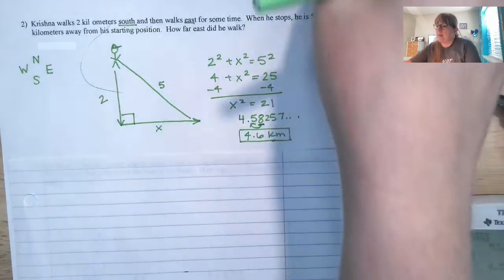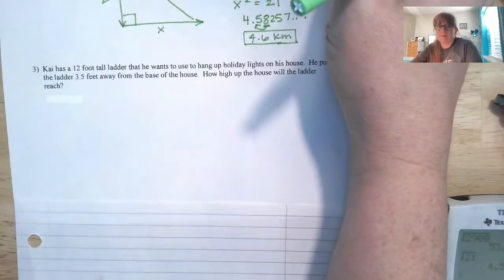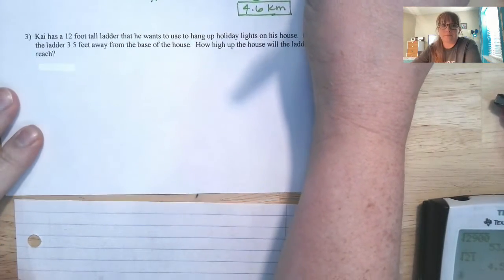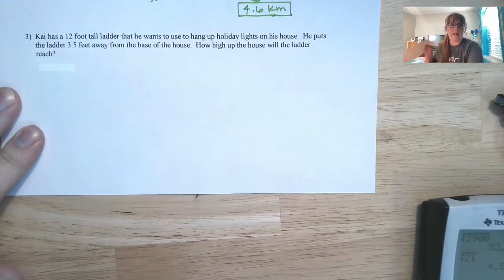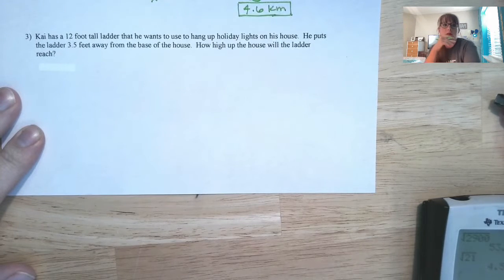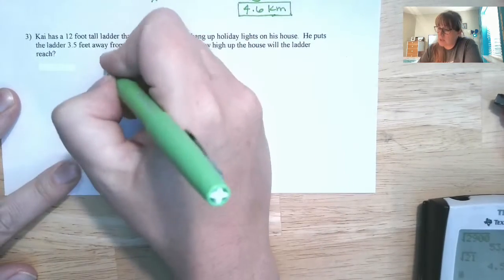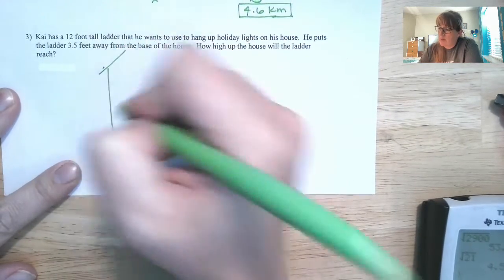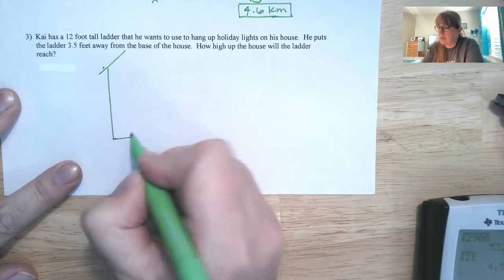Okay, last example. Kai has a 12-foot ladder that he wants to use to hang up holiday lights on his house. He puts the ladder 3.5 feet away from the base of the house. How high up the house will the ladder reach? So, yep, my favorite, another picture. This is my lovely house.